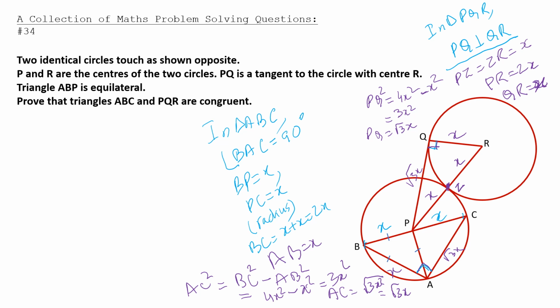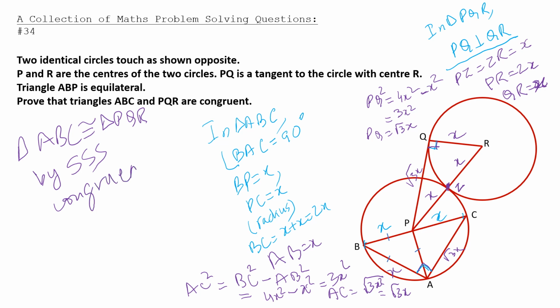So ABC and PQR are congruent to each other. So triangle ABC is congruent to triangle PQR by SSS congruency. So that's the three sides are equal.